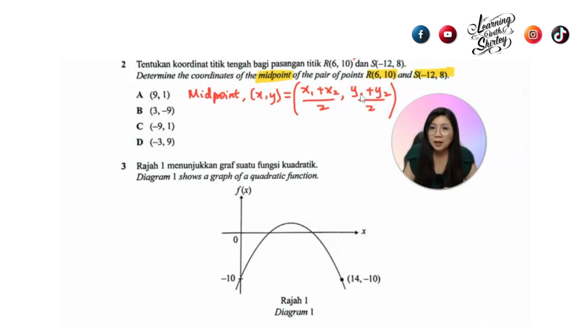For R and S, I'm going to treat R as x1, y1 and S as x2, y2. So we're going to sub inside. x1 is 6, so 6 plus negative 12, over 2, and then y1 is 10, y2 is 8, over 2, and then bracket. So this is 6 minus 12, which is negative 6. Negative 6 divided by 2 is negative 3. And then 10 plus 8 is 18. 18 divided by 2 is 9. So negative 3, 9. Let's look at the options, A, B, C, D. The answer is D.